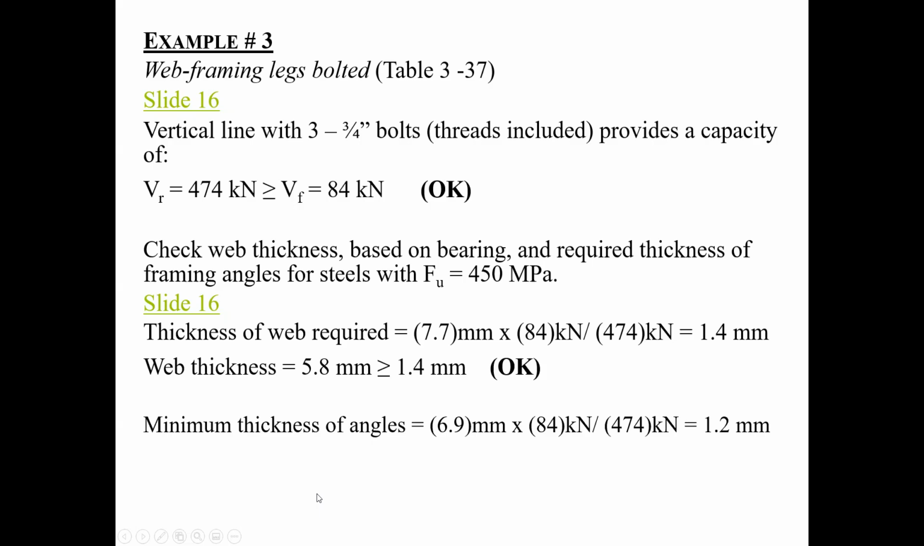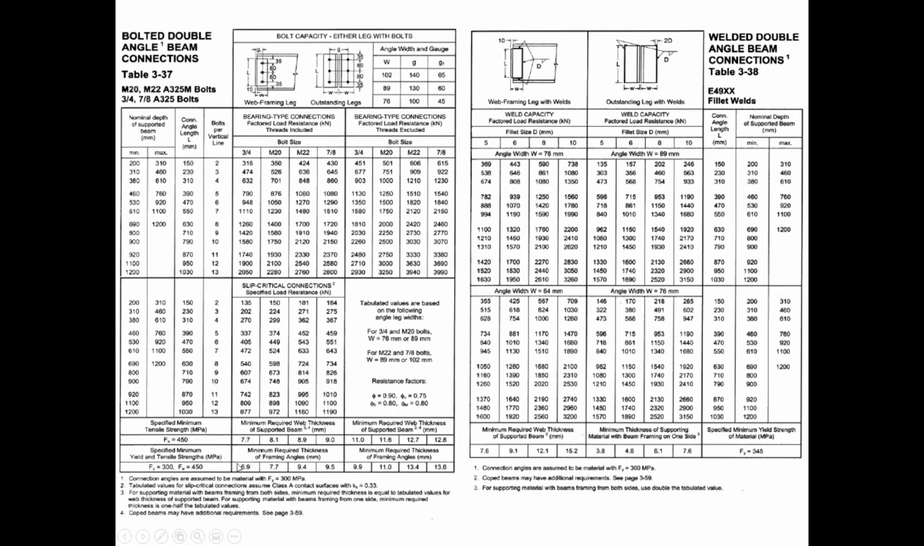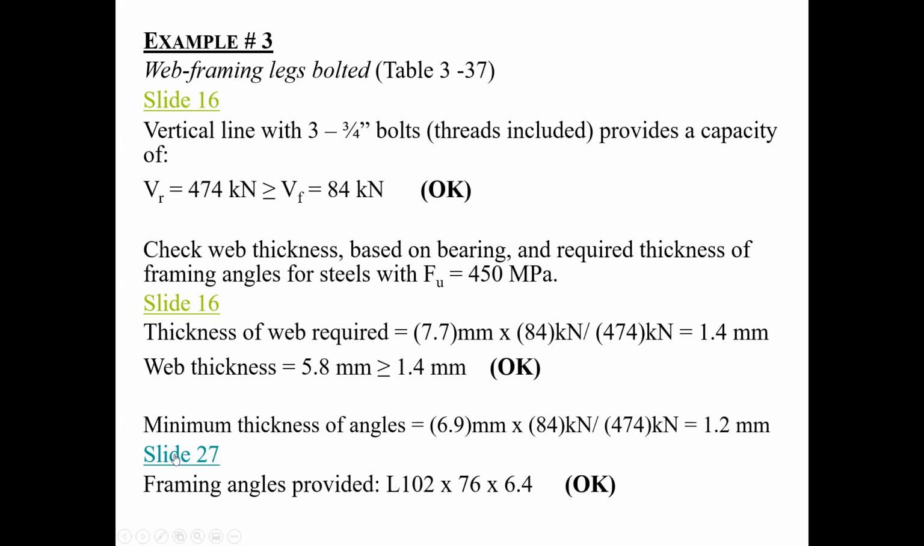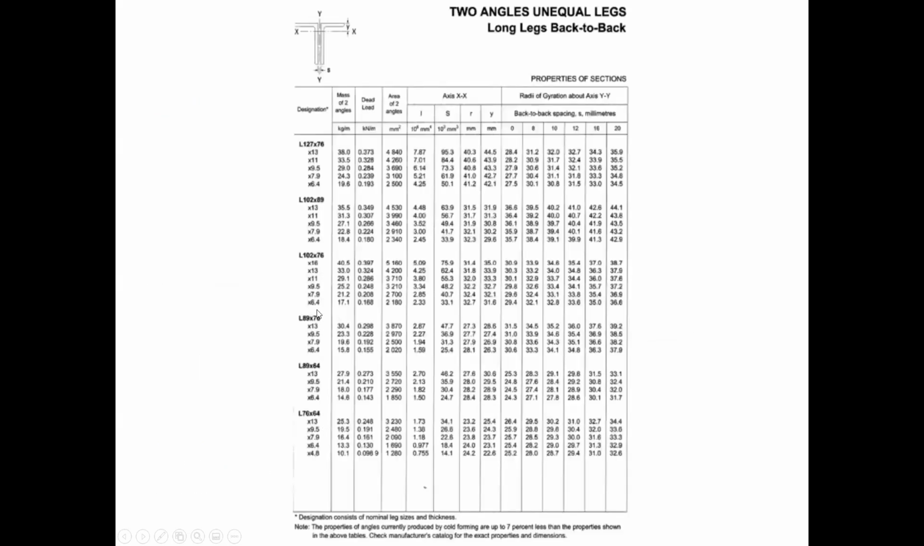And now the minimum thickness of angles is 6.9. Also, I got that at the bottom of the table. Okay, 6.9, this is the minimum size of angles here. And then again, I prorate it. So, wow, I need 1.2 millimeter thick angles. So what I'm going to do is I'm going to be realistic. Okay, I'm going to get something like 102 by 76. I don't know where I went to. So 102 by 76. And of course, I go thick. I will take the thinnest one here.